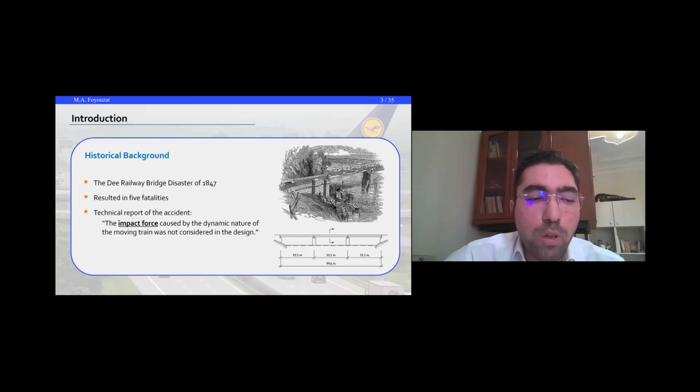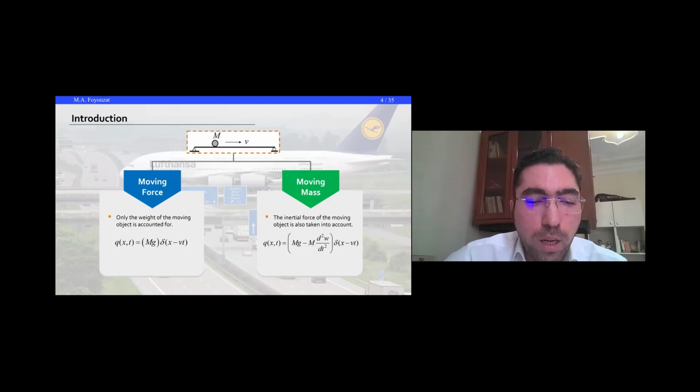From that point onward, designers in England were required to consider the impact of moving loads in all railway bridge designs. In general, there are two approaches for considering the effects of moving loads, known as the moving force, or shortly MF, and the moving mass approach.